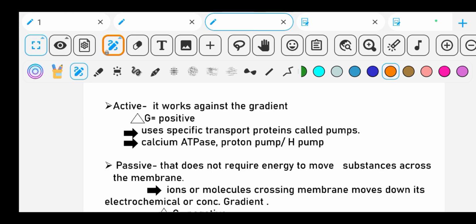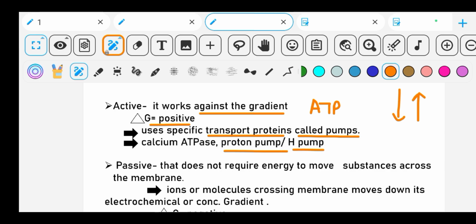Basically it works against the gradient, that is, if gravity is downward then its transport will be in the opposite direction. It means delta G will also be positive at that time, and at that time it will also require ATP. Then it uses specific transport proteins which are known as pumps. Some pumps we are having like proton pump, hydrogen pump and calcium ATPase is also used.